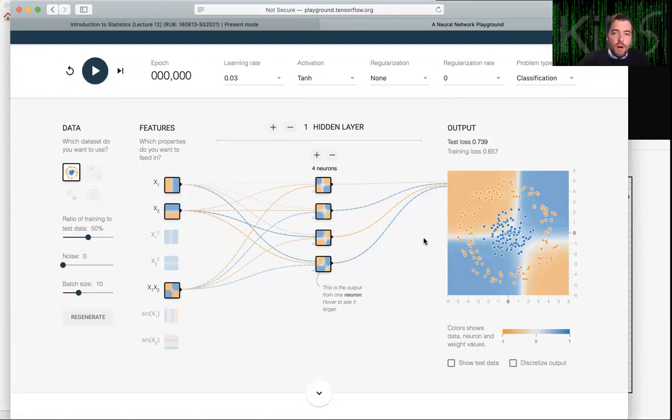Now, the goal here is to create a mapping using the neural network that follows the training data, that has a yellow ring on the outside and a blue ring on the inside. Okay, given the setup that we have here.